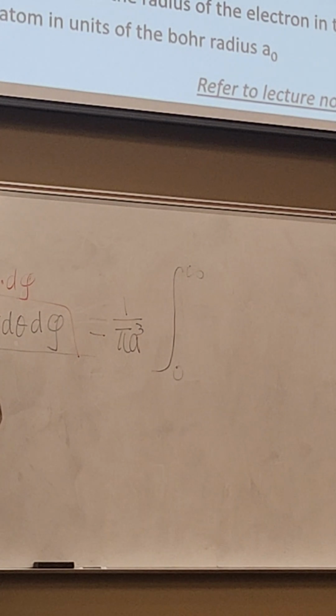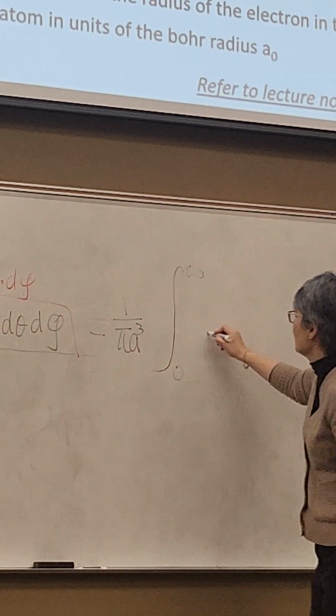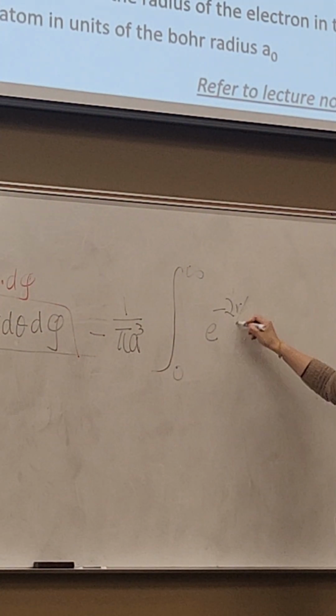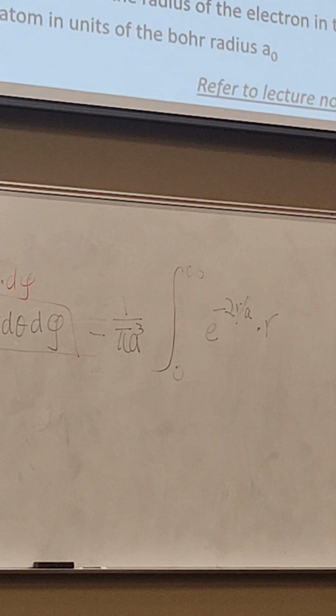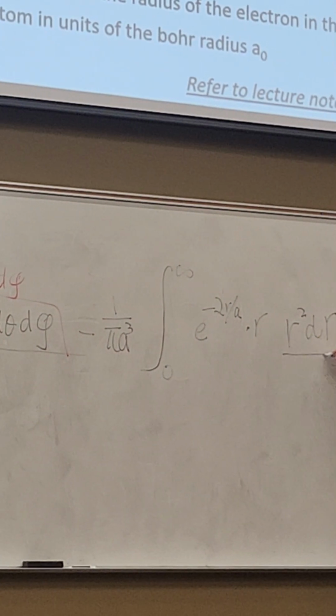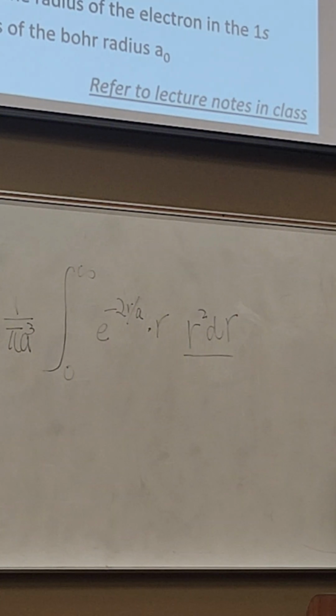What I have in here is the e function over r. Times that r is from our operator, right? And then what I have is the r squared dr. That's it. Yes?